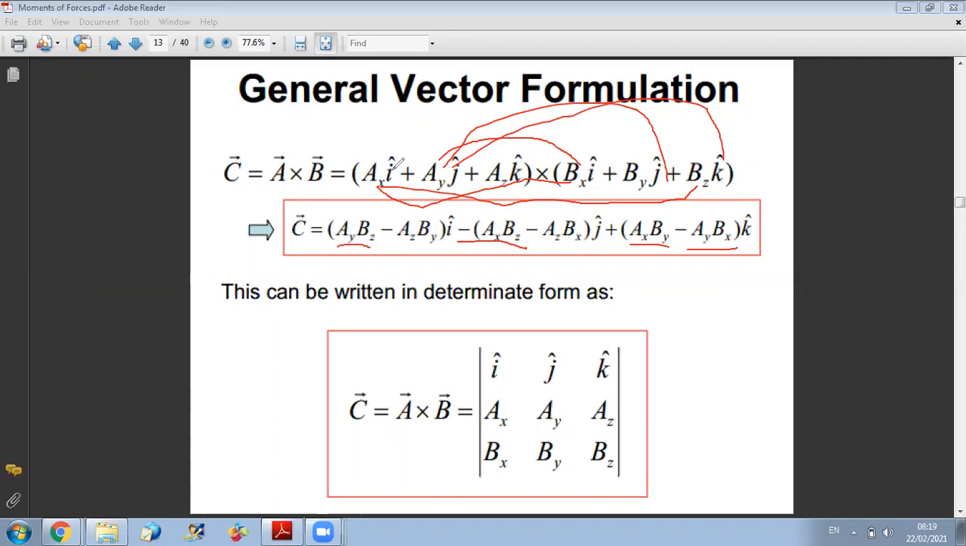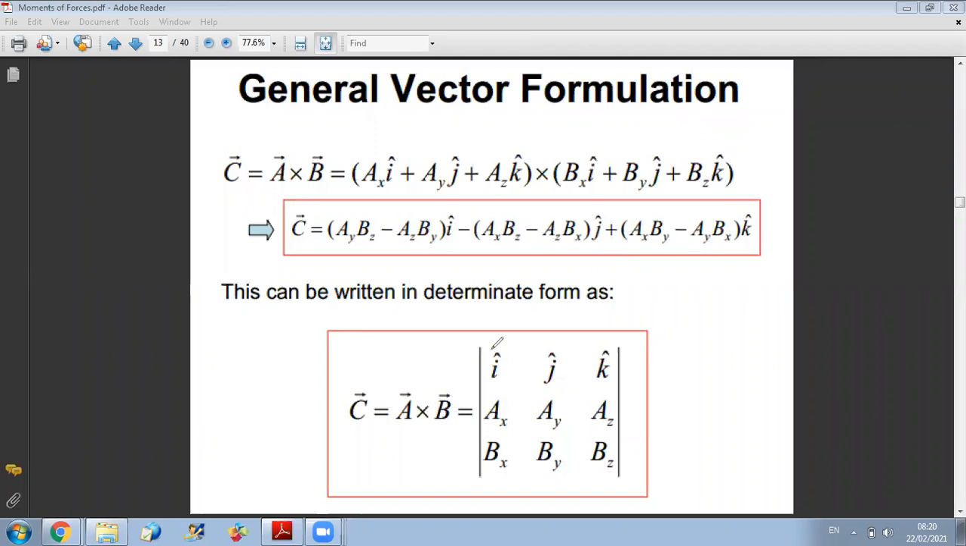I continue till the end, and what I will end with is the following expression. If I rearrange my terms, taking i components together, j components together, k components together, I get the following: ay bz minus az by along i, minus (ax bz minus az bx) along j, and plus (ax by minus ay bx) along k. Now, when they did this expansion, they said we can come up with a simple technique to calculate the vectorial product. And the following technique is illustrated here.